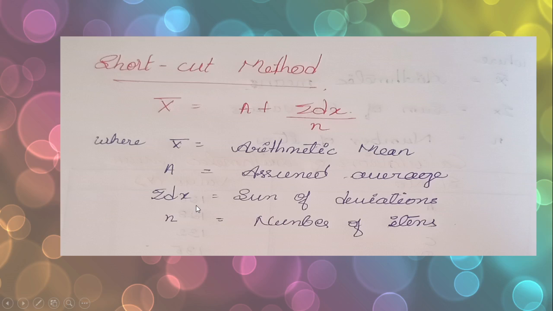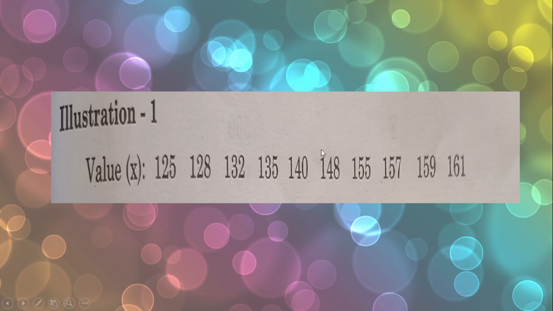Summation dx means sum of deviations. This deviation is from the assumed mean. Again, I'll tell how to calculate the sum of deviation x in the problem. And n of course represents the number of items or observations. So under the shortcut method our formula is x bar equals a plus summation dx by n. I'll apply this formula to the same series.